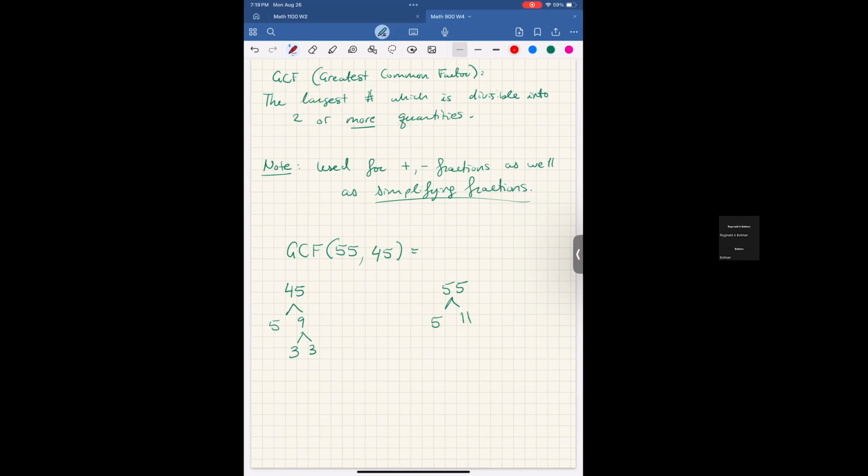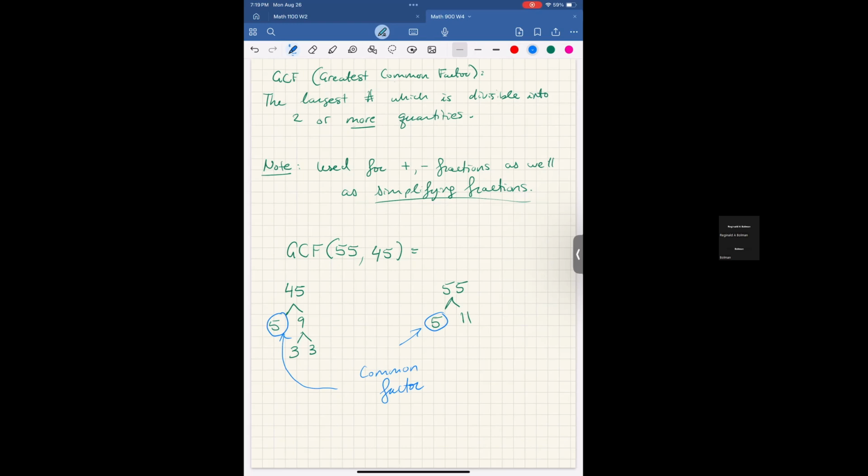All right. So if you look at these factor tree diagrams, you'll note that you have a common factor. 5 is, in fact, a common factor between 45 and 55. And because it is the largest common factor, it's the only common factor, in fact, we would say it is the greatest common factor.